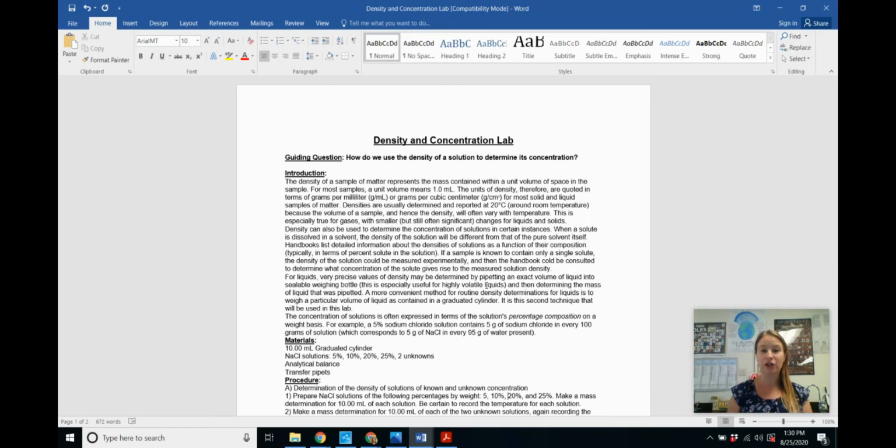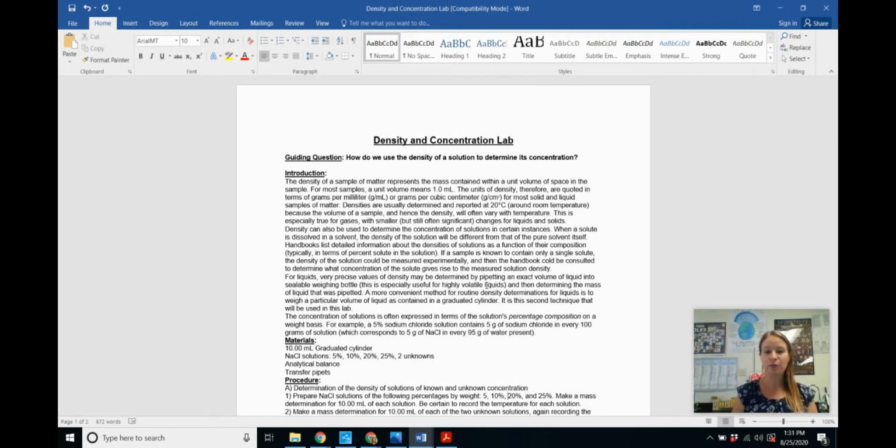Handbooks list detailed information about the densities of solutions as a function of their composition, typically in terms of percent solute in the solution. If a sample is known to contain only a single solute, like it is today, the density of the solution could be measured experimentally. And then the handbook could be consulted to determine what concentration of the solute gives rise to the measured solution density.